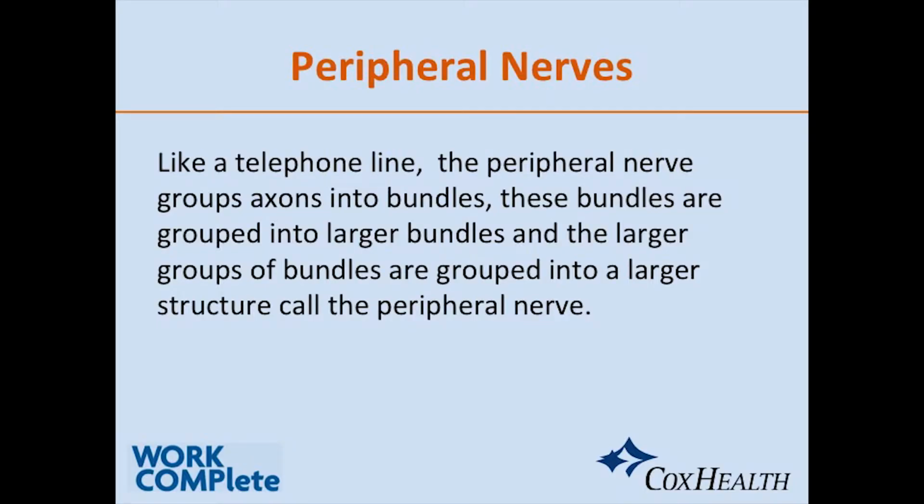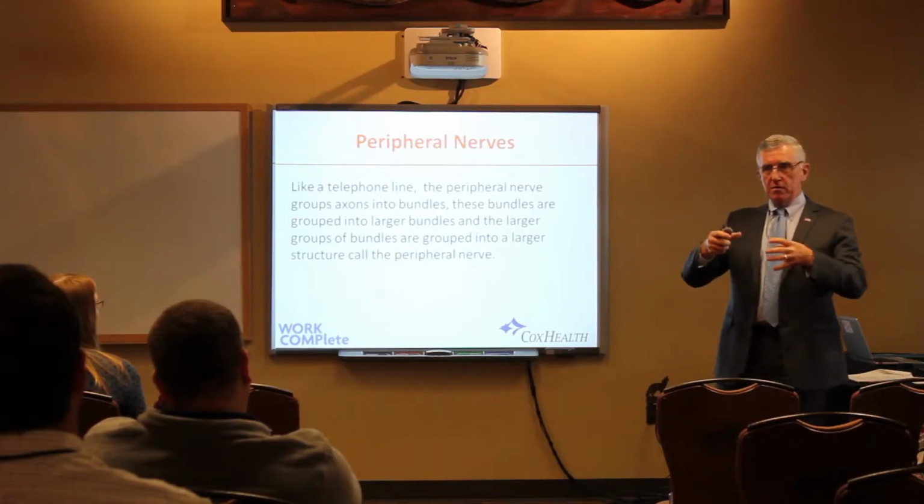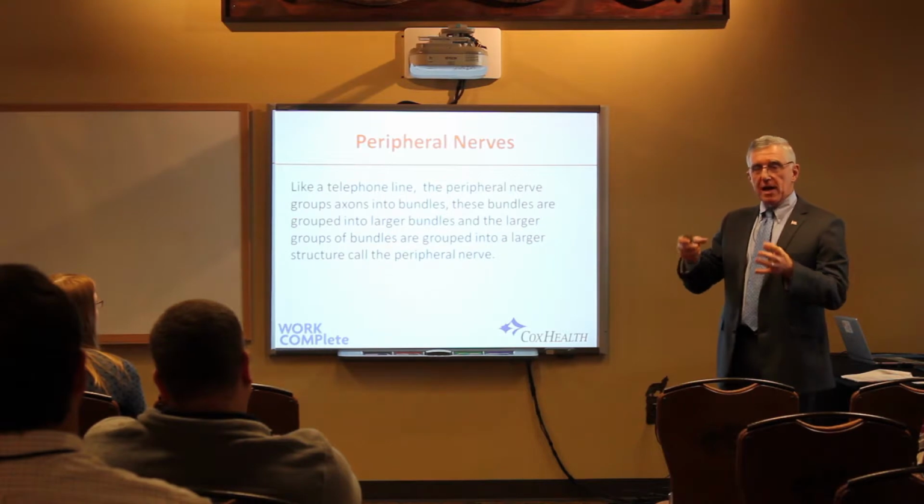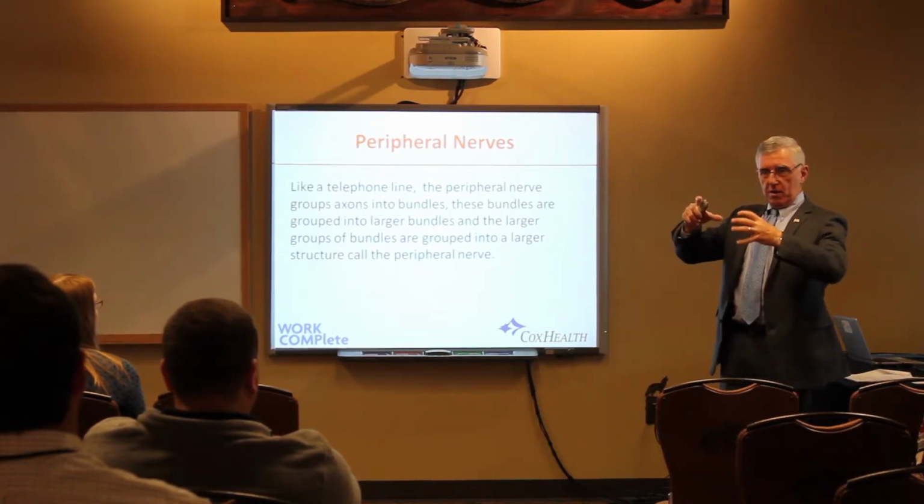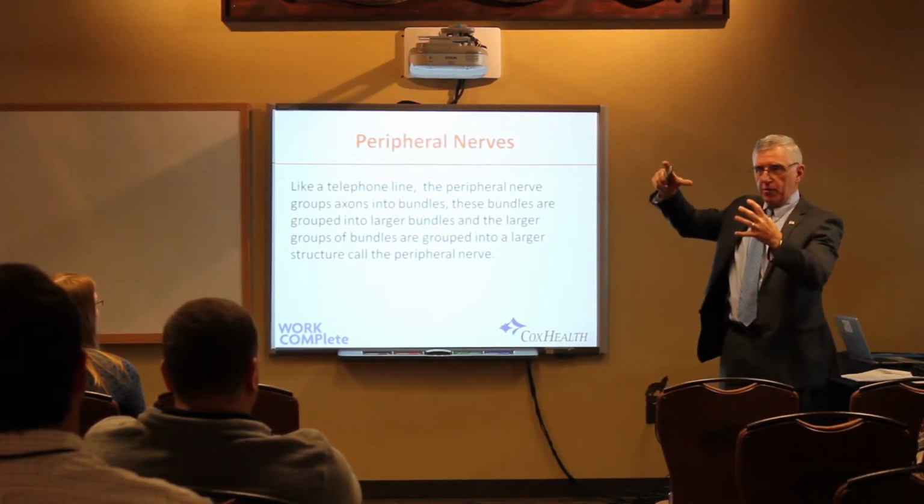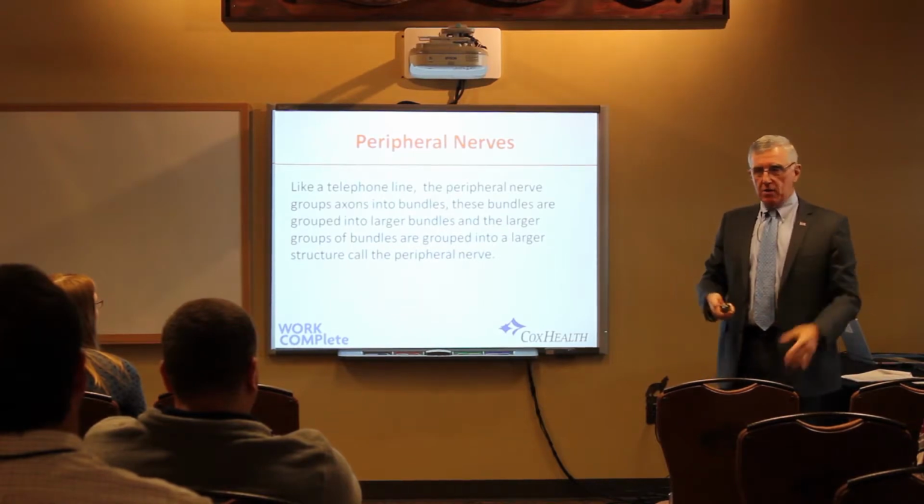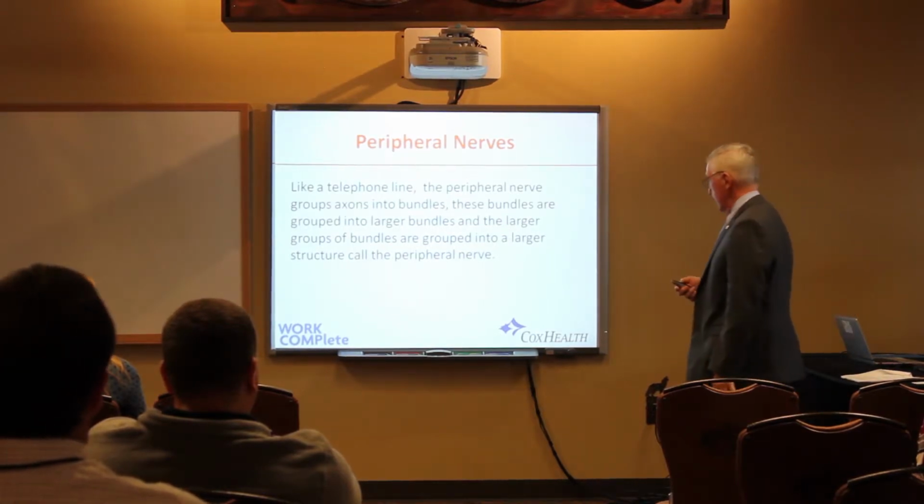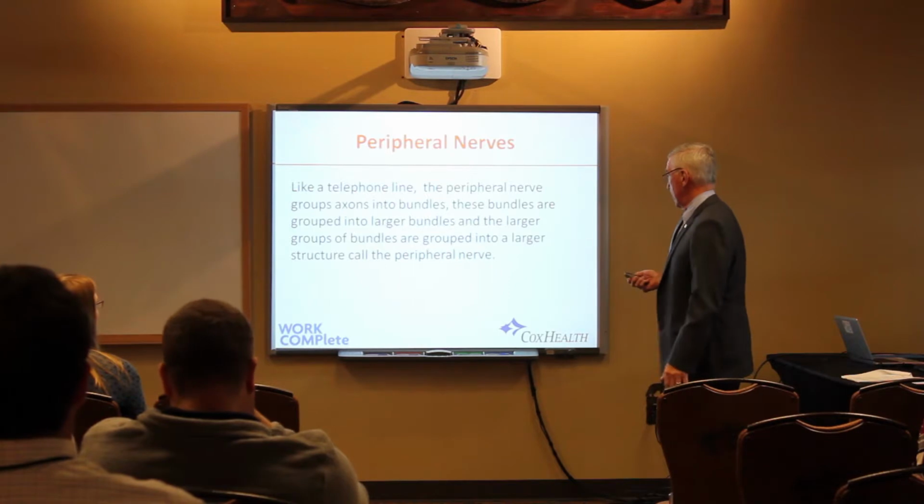Well, the peripheral nerve is similar to that. The individual axons are covered with myelin, which are grouped together, and that group is surrounded by a substance called the endoneurium. Those groups are grouped into bigger bundles. Those bundles are surrounded by a thing called the perineurium, and then these groups of bundles are grouped into bigger bundles, and that's the nerve that you see. That's covered by the epineurium.